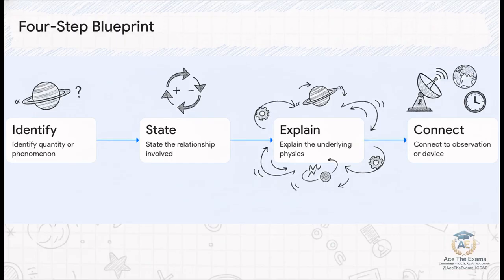Step 3. Explain the underlying physics. This is your explanation. Why does that relationship even exist in the first place? You'd explain that it's because the gravitational force is providing the necessary centripetal force, and that gravitational force inherently weakens with distance. And finally, step 4. Connect to real life or a specific observation. This is your link. You tie everything back to the specific context of the question. For instance, linking it to a communication satellite maintaining a geostationary orbit. If you force yourself to follow these 4 steps, Peel, you will never write a messy, rambling, or rushed answer again. It's a total game changer.